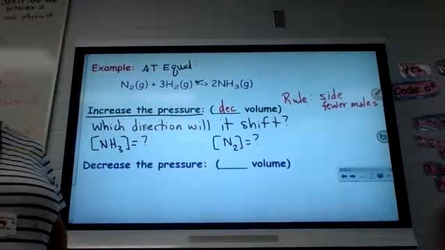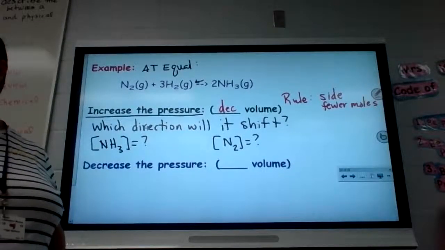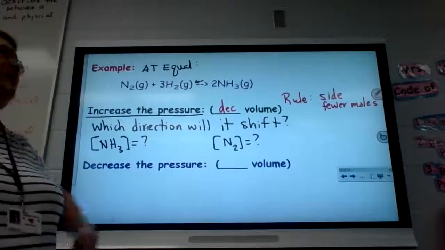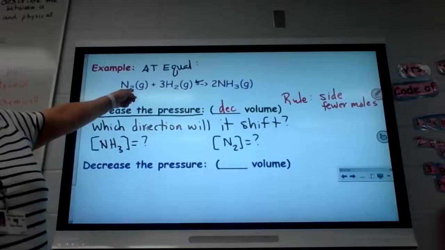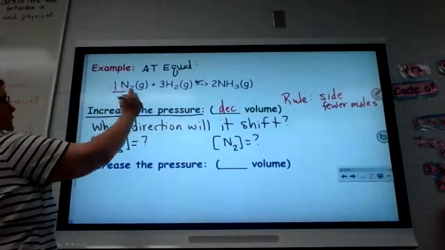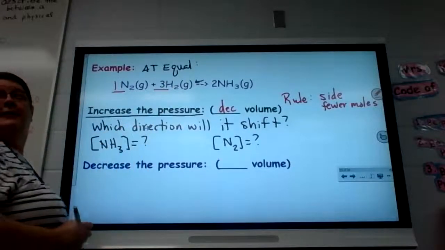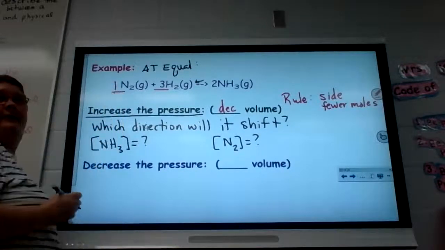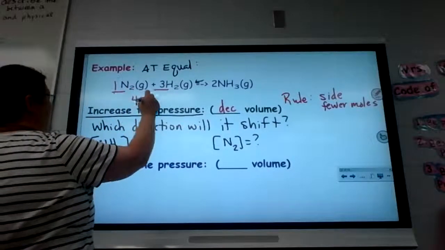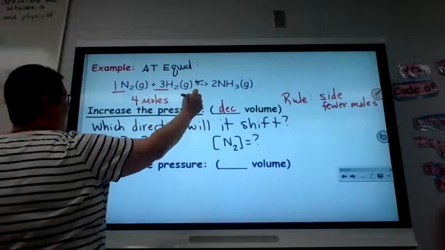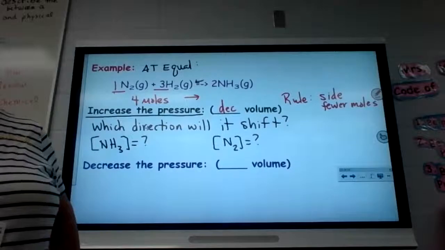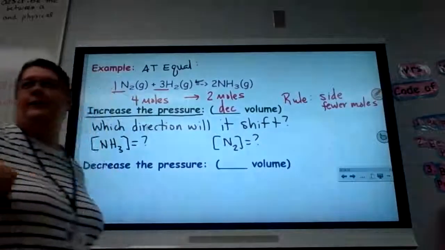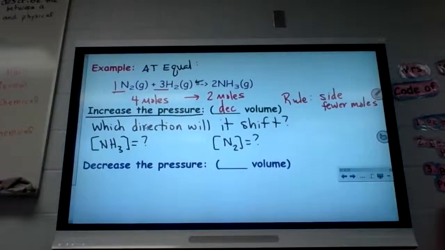Rosanna was worried about my moles. She said, I need a calculator. No, you don't. You just need to look at the coefficients. So, tell me how many I got right here. 1. How many here? 3. So how many do I have? You got 4 there. I was worried for a moment, I was going to get you a calculator. And how many do I have on the product side? 2. You recovered. So we go from 4 moles to 2 moles.